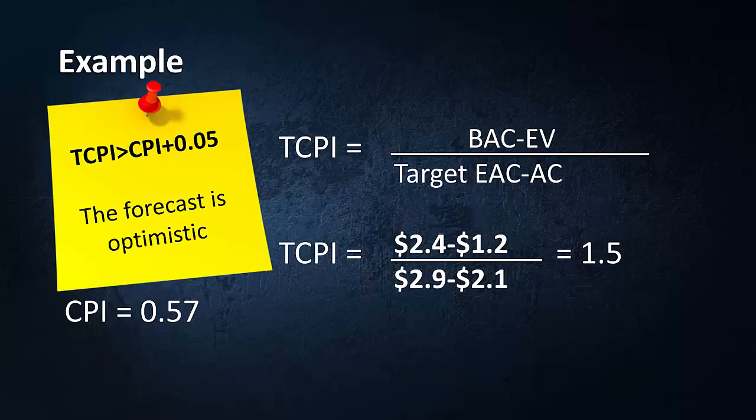Now, if I compare my TCPI with the CPI, what information would I get here? Yes, TCPI is way over my CPI plus 0.05. So it means that the forecast is really optimistic. What Brian came up with is optimistic and probably not achievable. So he needs to bump up his estimate and come up with a more realistic estimate, right? So you can see how powerful this TCPI metric can be in assessing your forecast and understanding whether your forecast seems reasonable or optimistic or pessimistic, and so you can reevaluate your forecast.